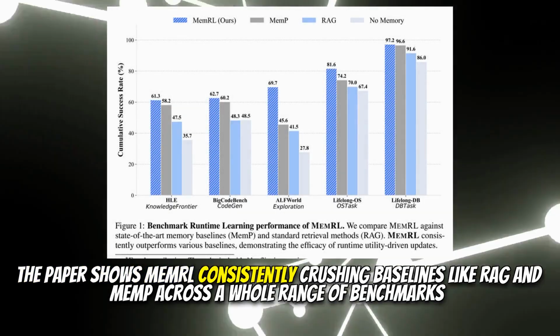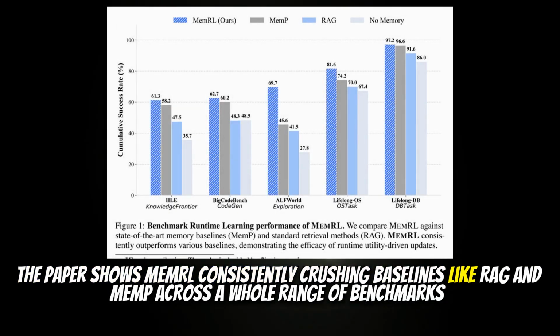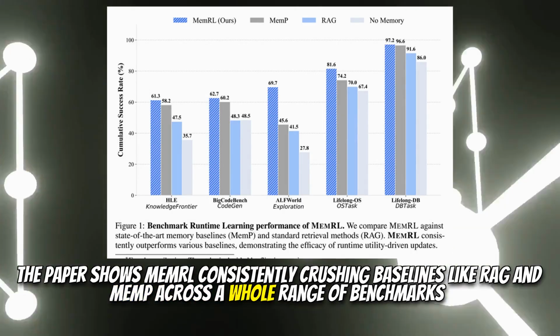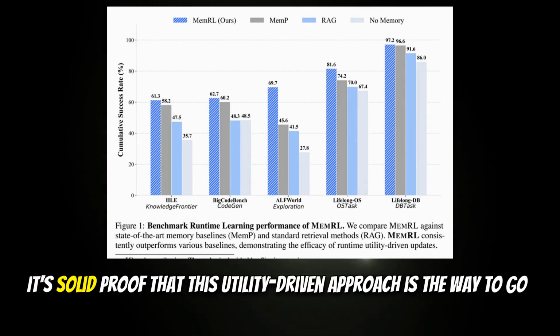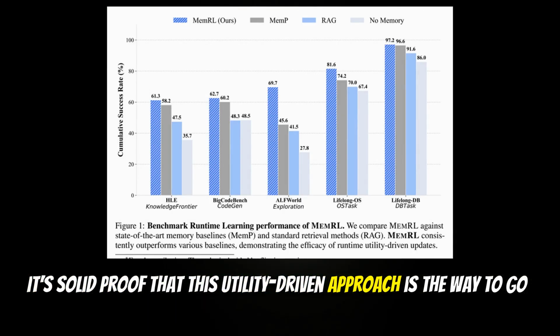And the results speak for themselves. The paper shows MemRL consistently crushing baselines like RAG and MEMP across a whole range of benchmarks. It's solid proof that this utility-driven approach is the way to go.